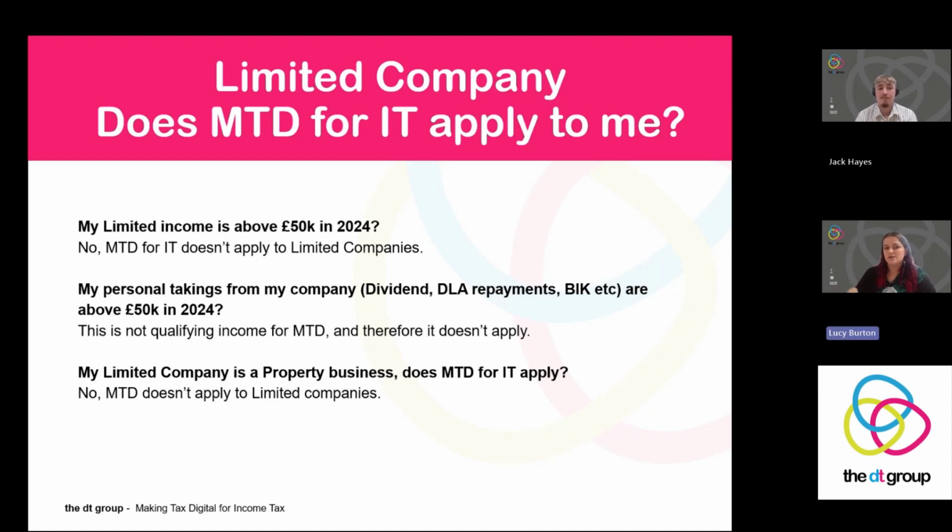My limited company, though, is a property business. Does that make it apply to me? Again, no. The limited company comes before being a property business. Therefore, it doesn't, again, apply to you. So if any of those three things are you, you don't need to worry about Making Tax Digital. And we don't expect it to come through for limited companies. But again, you never know.